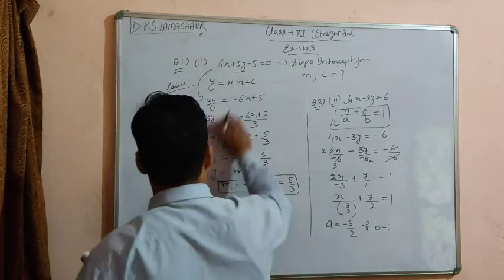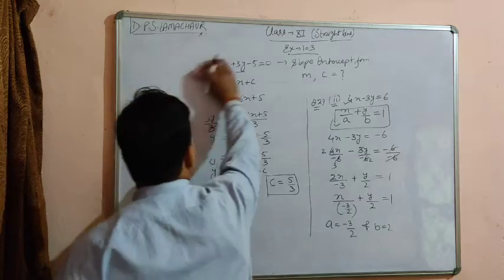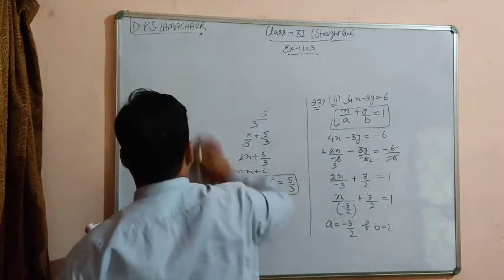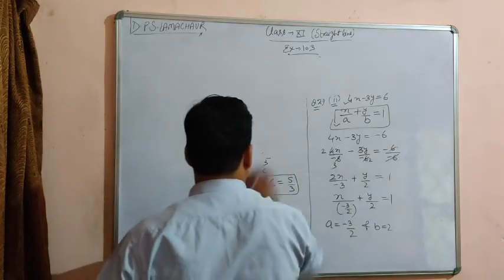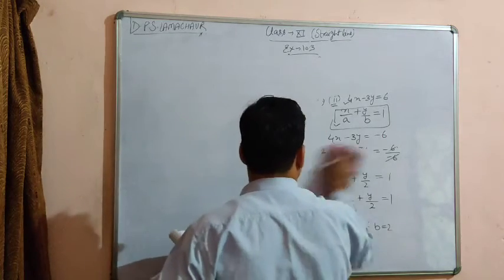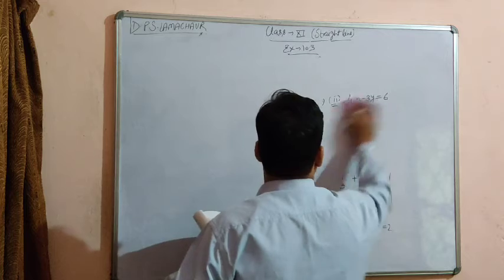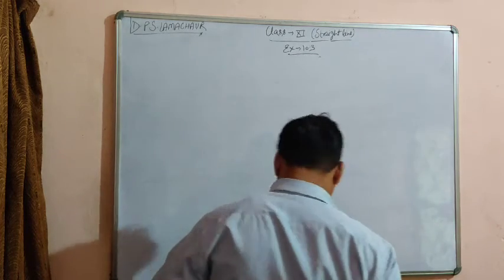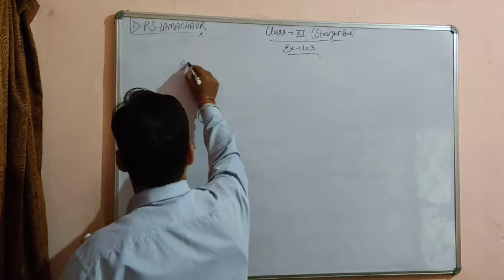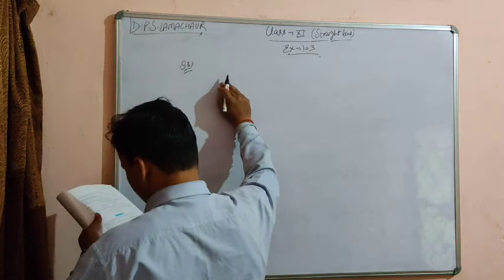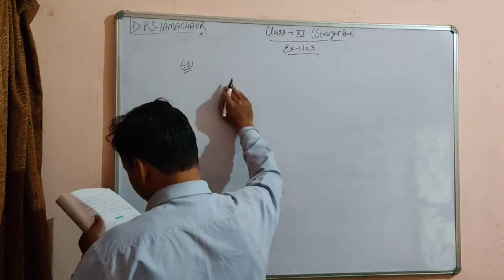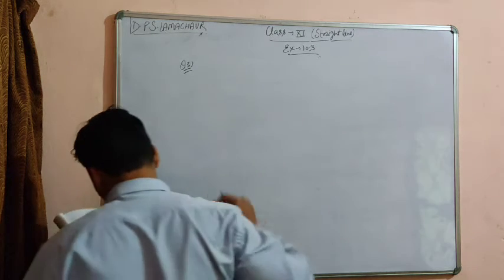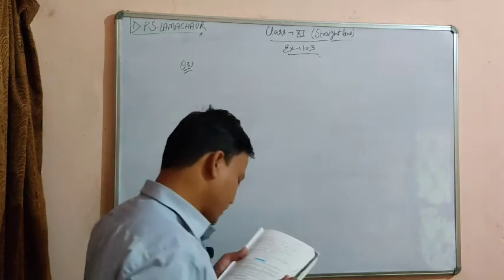Next we will see, beta, question number 3. In question number 3 we have to reduce the given general equation in terms of normal form, and we have to find the perpendicular distance and the angle.